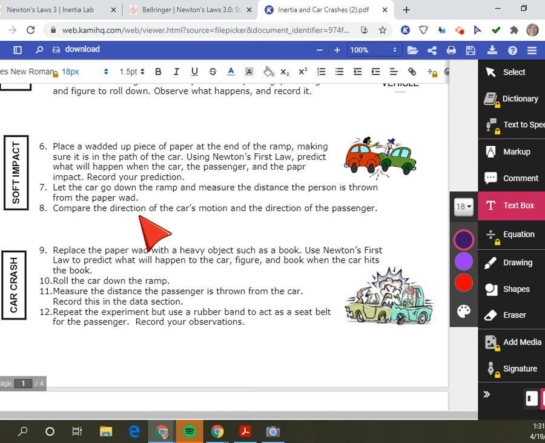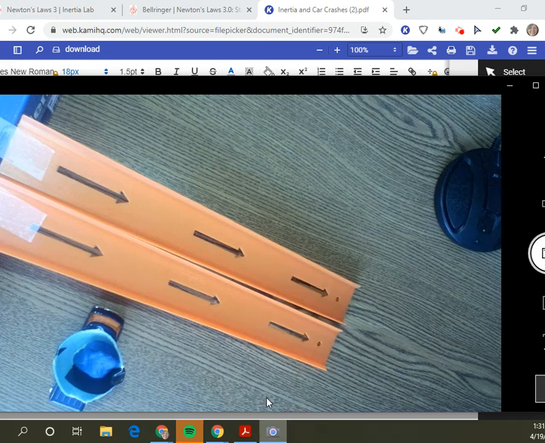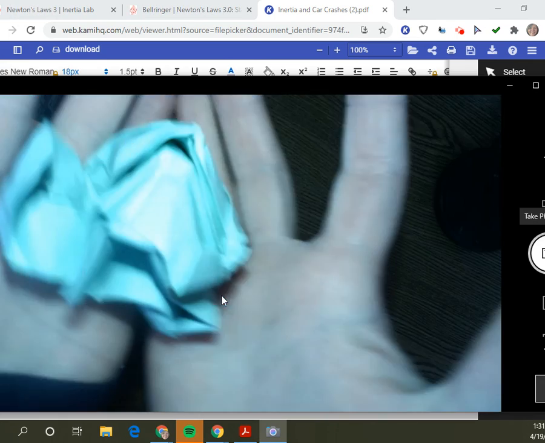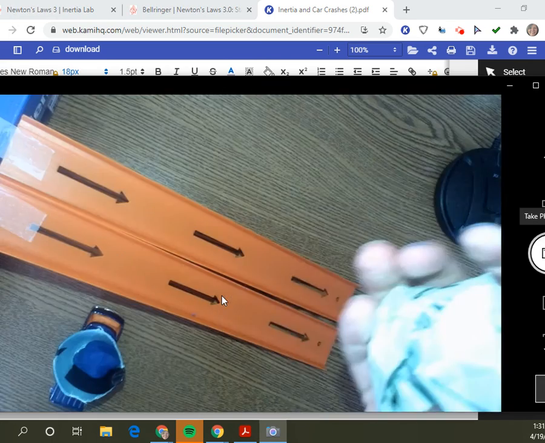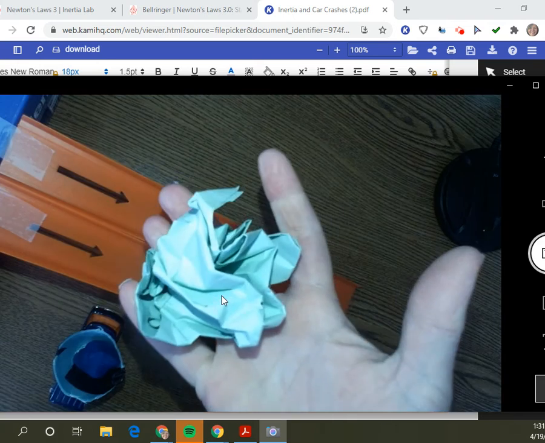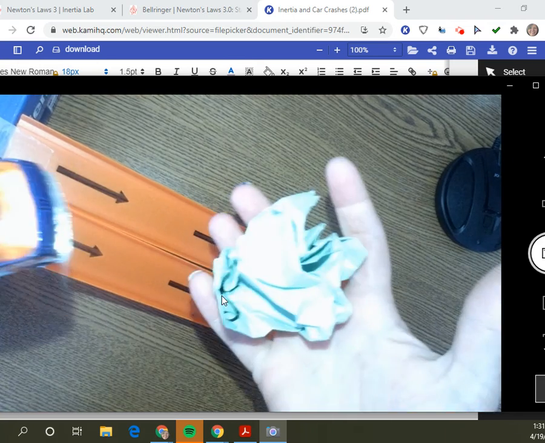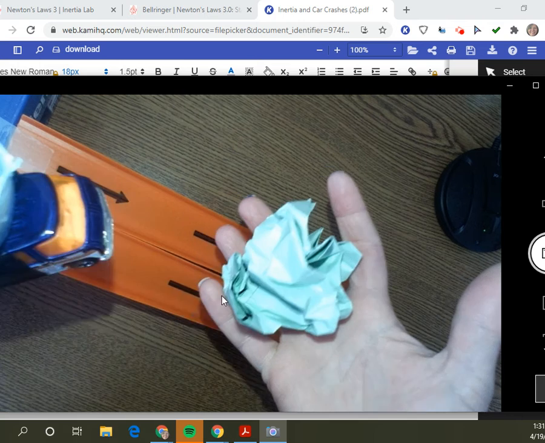Compare the direction of the car's motion with the direction of the passenger. All right. So let's look. Here is our paper wad. This is what they're going to run into. Now, what do you predict? This is a paper wad. This is a car. Is the paper wad going to stop the car?